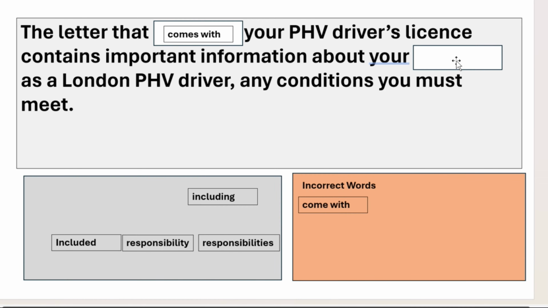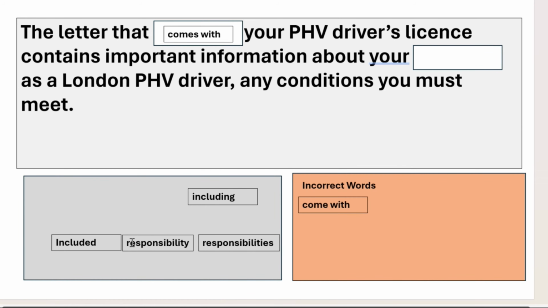Okay, so it will be information about your... including as a... no, it's not going to happen, so it should be responsibility or responsibilities. Here the grammar will not work, because it's all about your common sense and a bit of knowledge about English. So you need to know other grammar rules, and if you want to know them, you can put a comment in the comment box, and we can arrange a new video all about the grammar rules.